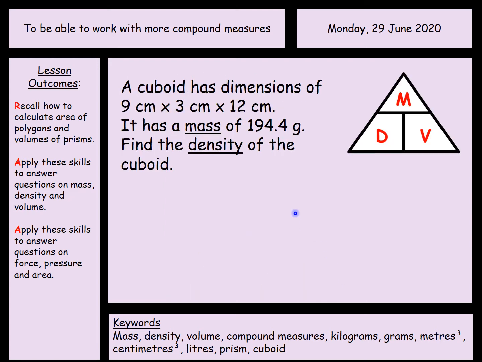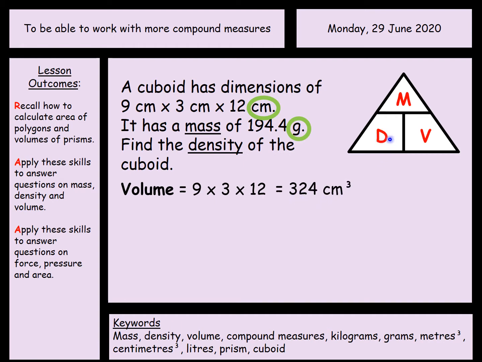So first example then, we've got a cuboid with dimensions 9 by 3 by 12. It has a mass of 194.4 grams. Find the density of the cuboid. Now to do this, first of all, we're going to have to think about what density is going to be. So density is going to be grams per centimeter cubed. We're going to have to work out the volume of this particular cuboid. So we're going to do 9 times 3 to get the area of the face, and then times it by the length of the shape, which is 12, and that's going to give us 324.